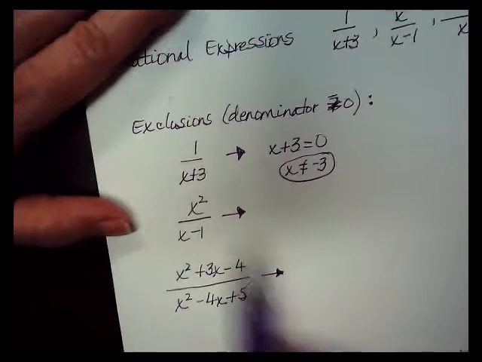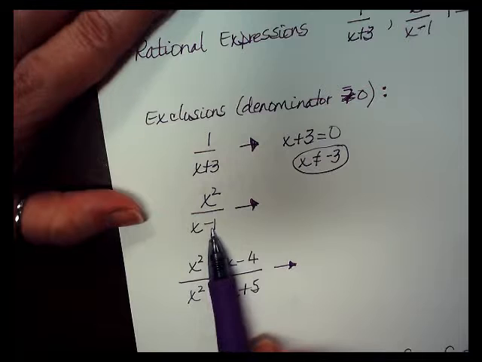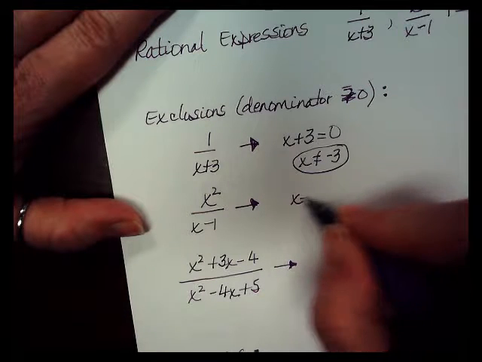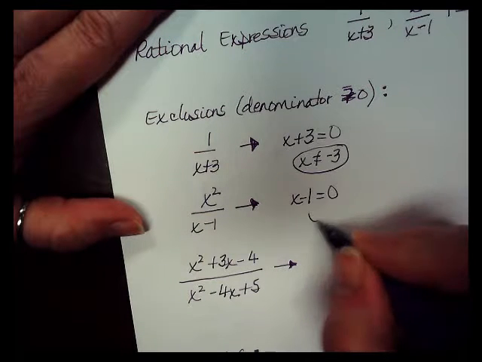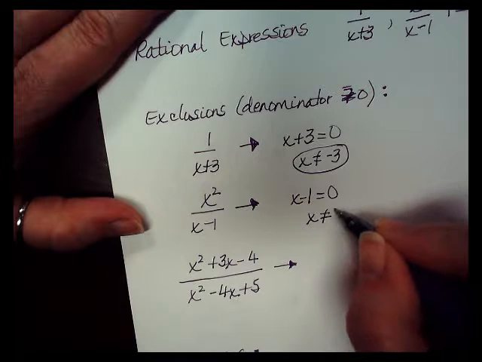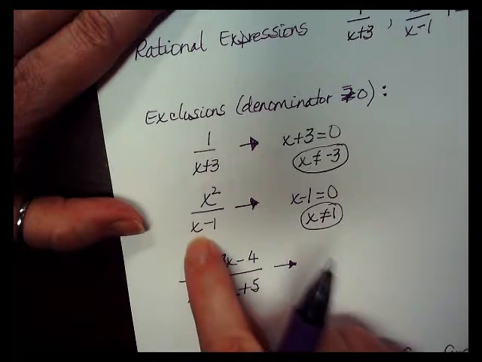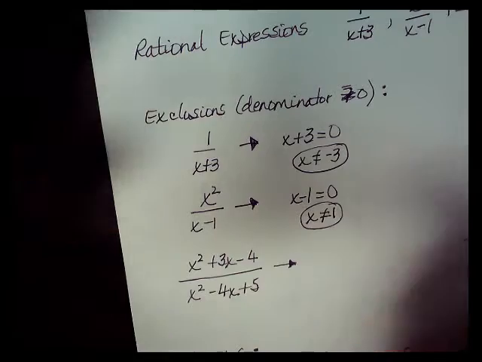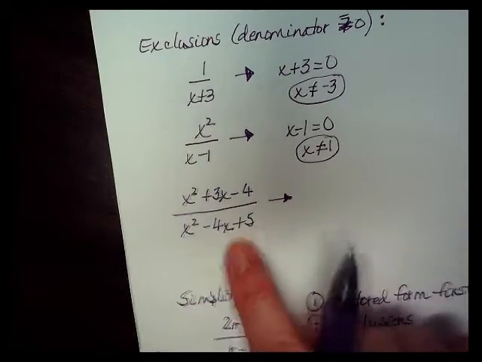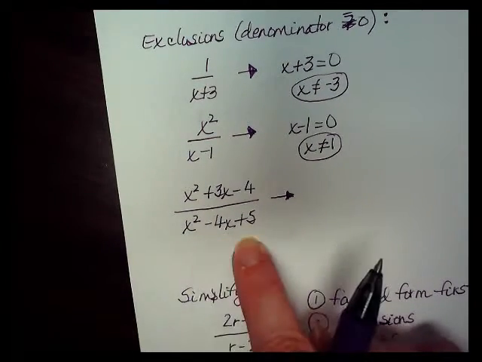So let's do another one. Again, it doesn't matter what the top says, so you just take the denominator, set it equal to 0, and solve it. So x cannot equal 1. Again, if you put a 1 in, 1 minus 1 is 0. But in this case, you've got to do a little bit more. You've got to practice factoring.